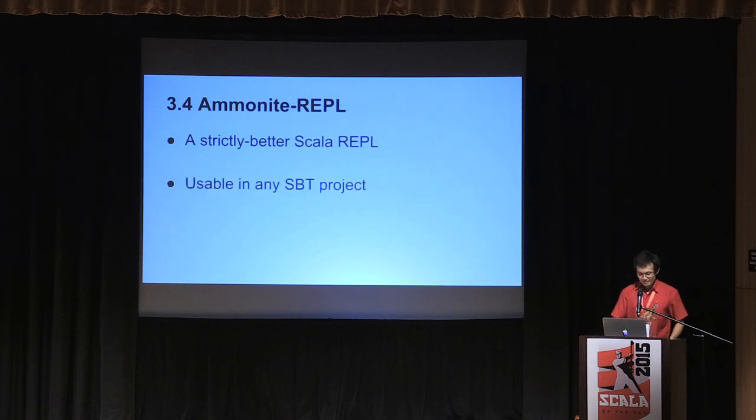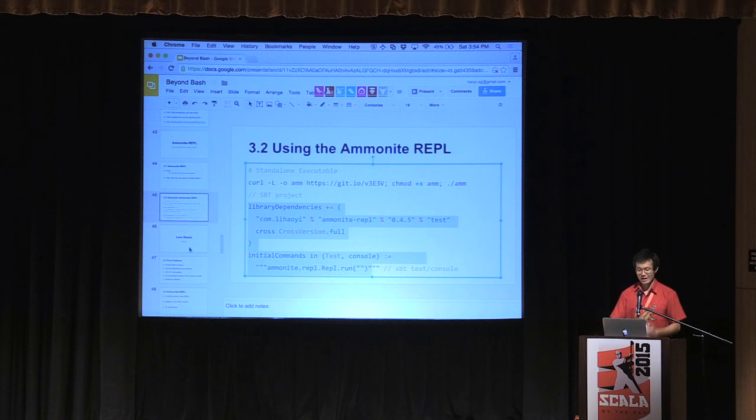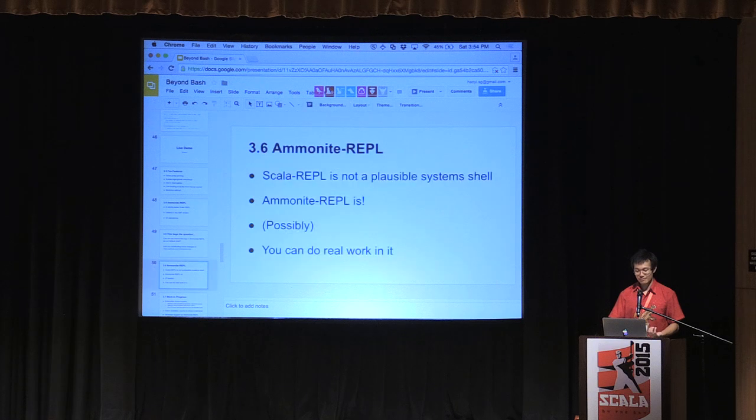It's usable in any SBT project too. So if you add this command to your build.sbt file, you can just type test:console, SBT test:console, and your normal SBT console will become an Ammonite-REPL.